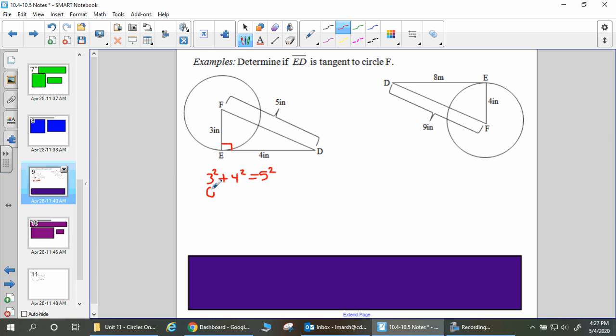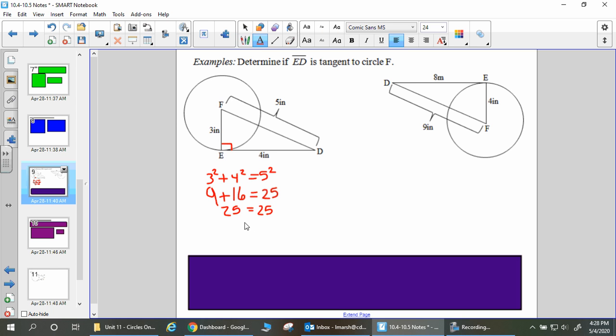So this is 9, right? This is going to be 16. And 5 squared is going to be 25. And so if I add this, this is also 25. We're equal to 25. And so that means, yeah, this works. And so if I wanted to give a final answer, I would say this is tangent.